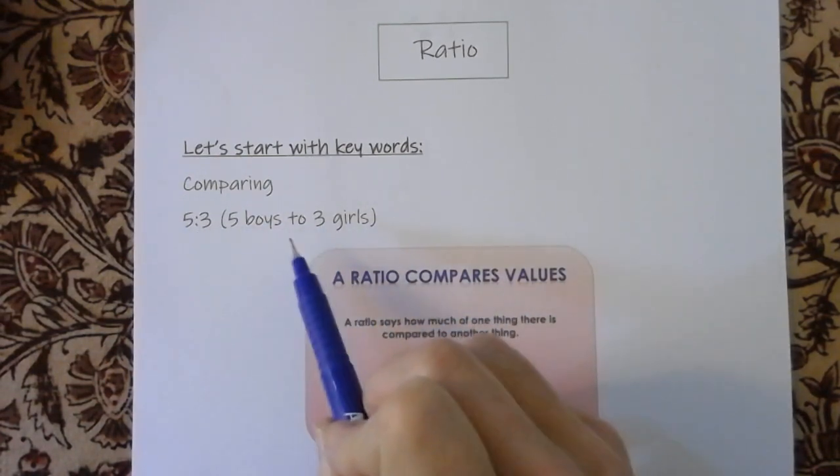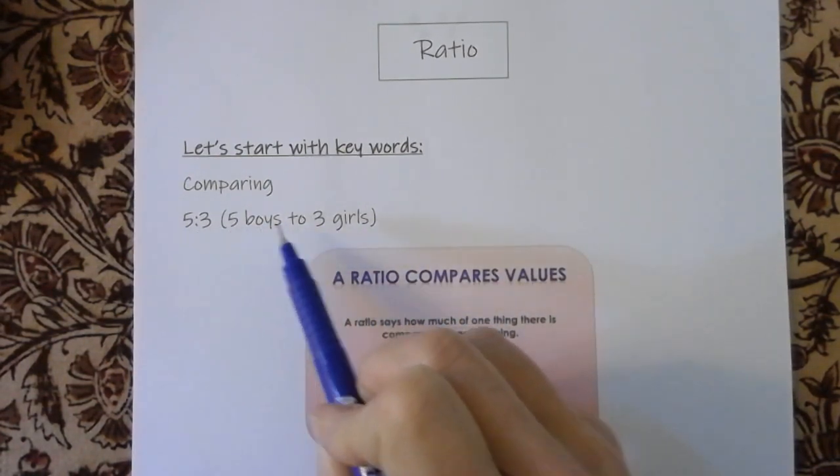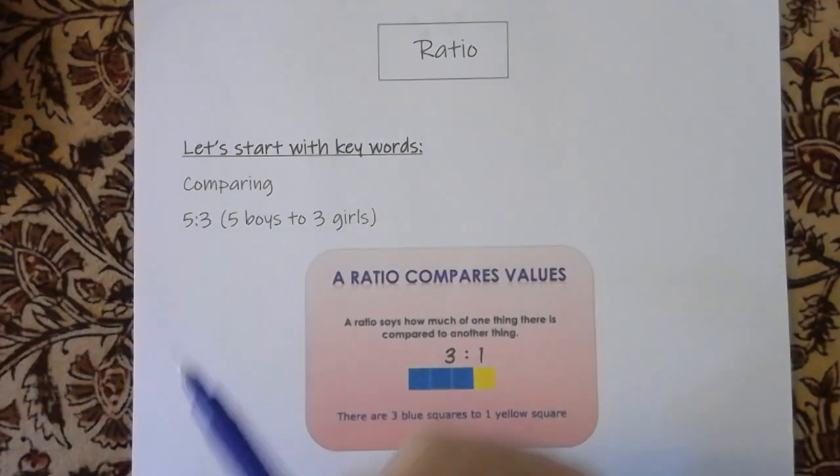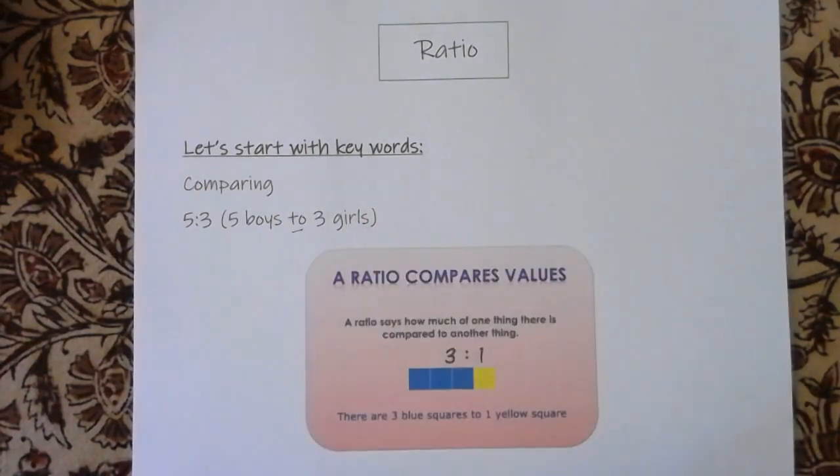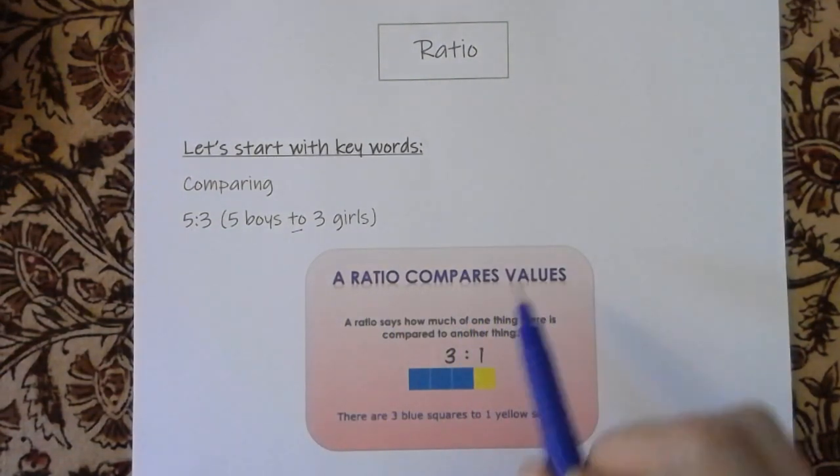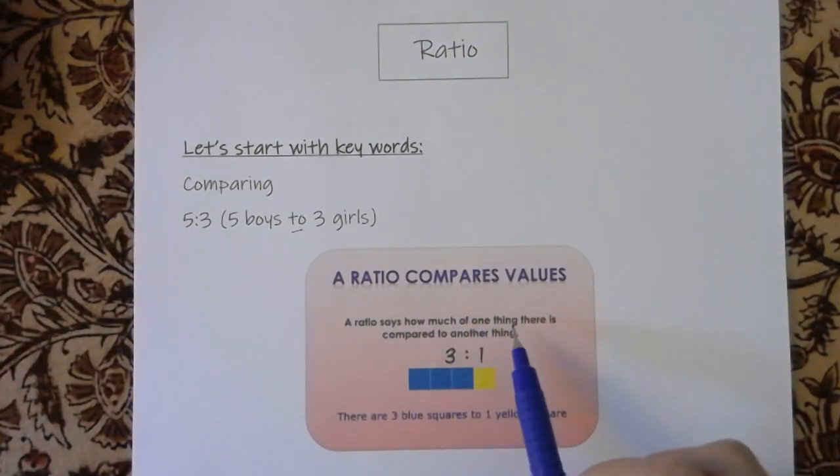So in an example, say for instance, in a room there are 5 boys to 3 girls. Okay, so we use the word "to" in the ratio, and that's how we write it. So a ratio compares values. A ratio says how much of one thing there is compared to another thing.